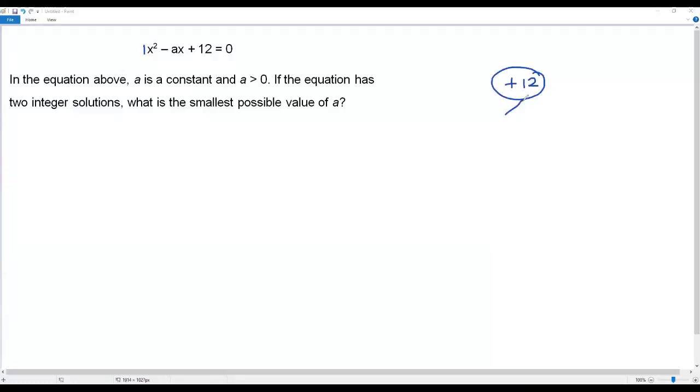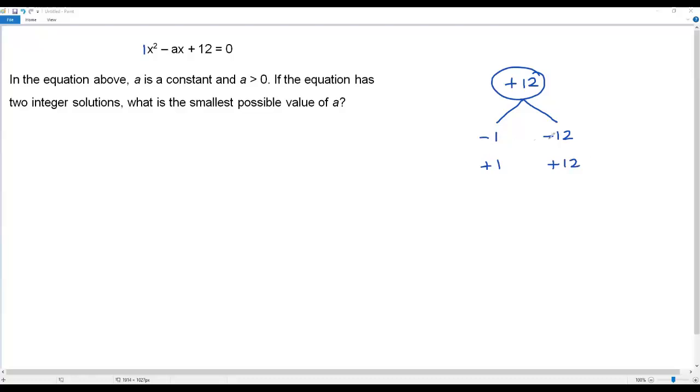Now I have to get two factors for this positive 12, so that the product of the two factors must be equal to positive 12, and the sum of the two factors must be equal to the coefficient of x. In this case, it's negative a. Let me try the two factors, negative 1 and negative 12. Also I can try positive 1 and positive 12.